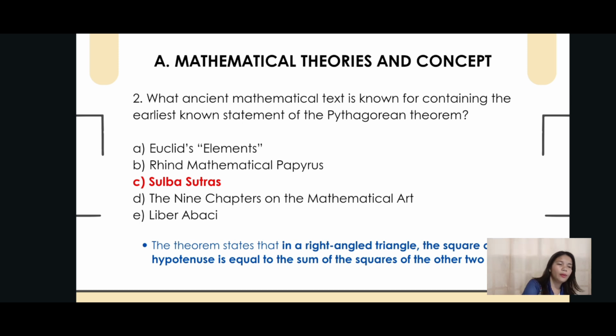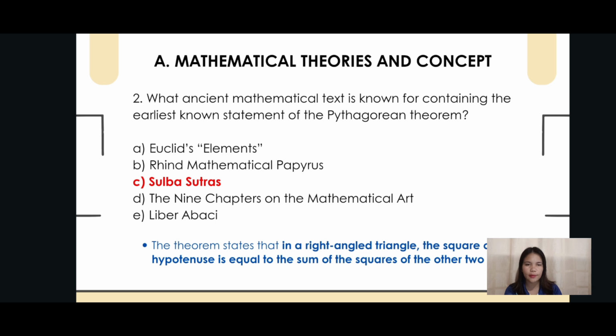The theorem states that in a right-angled triangle, the square of the hypotenuse is equal to the sum of the squares of the other two sides. Sulba Sutras is a Vedic text that contains geometrical rules and theorems, including the Pythagorean theorem. That is why a squared plus b squared is equal to c squared. The Sulba Sutras are appendices to religious texts that provide rules for constructing altars of various shapes. They are construction manuals for geometric shapes, and the sutras contain many examples of Pythagorean triples.